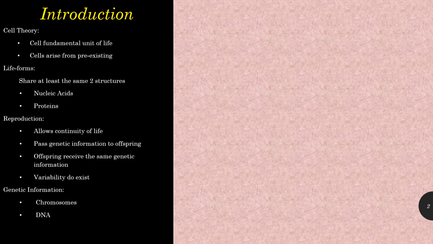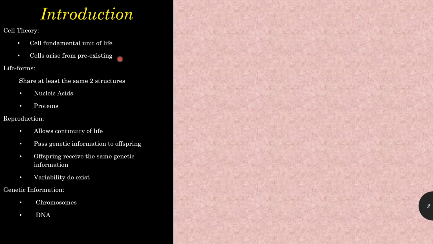Let me first give you a brief introduction of the topic. As you have studied earlier, about the cell theory, which comprises of two main parts. First, cell is the fundamental unit of life, and second, cells arise from pre-existing cells. It means for producing life, previous or old cells have to divide. This process is known as reproduction. Reproduction allows the continuity of life. Without reproduction, life would come to an end. In chapter number 4, you studied the process of reproduction in detail.